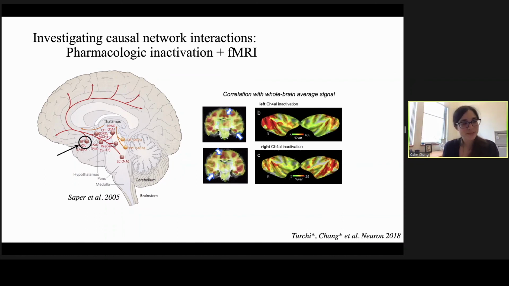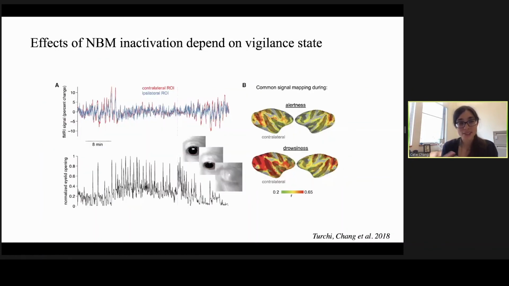When we did this, we found quite widespread effects. Specifically, we saw that a global component of the fMRI signal was diminished across the hemisphere that was ipsilateral to the inactivated side, and that switched when we inactivated the nucleus basalis in the opposite hemisphere. There was also a close connection with vigilance states, which we might have expected since vigilance tends to be associated with an increase in global cortical signals. And we found here that it was mainly when the monkey was drowsy that we saw this strong effect of the inactivation.